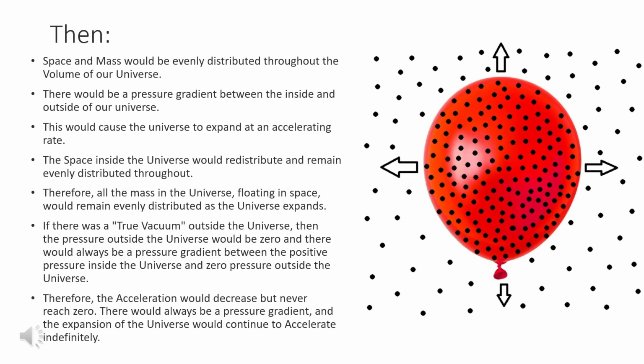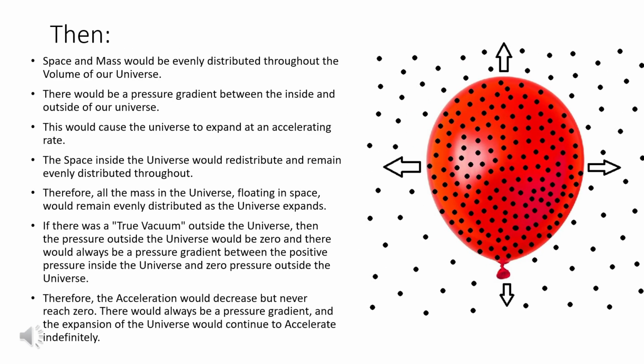If this was the case, then space and mass would be evenly distributed throughout the volume of the universe. There would be a pressure gradient between the inside and outside of our universe. This would cause the universe to expand at an accelerating rate. The space inside the universe would redistribute and remain evenly distributed throughout. Therefore, all the mass in the universe floating in space would remain evenly distributed as the universe expands.